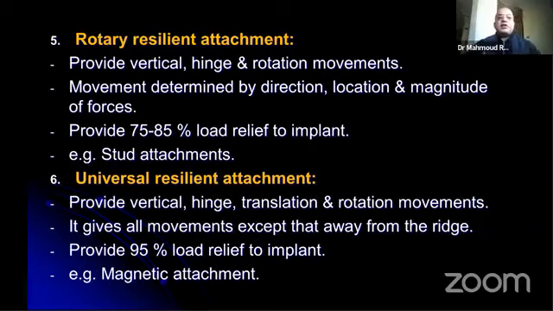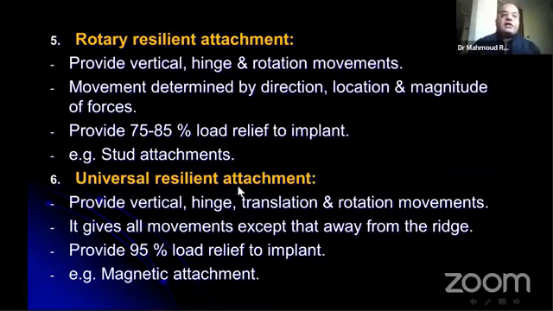The next resilient type is rotary resilient attachment. It provides vertical, hinge, and rotational movements, 3 types of movement, as in the O-ring attachment, as we mentioned before. Movement is determined by direction, location, and magnitude of forces. It provides 75 to 85% load relief to the implant. Example for it, the stud attachment or the O-ring attachment, as we mentioned before.